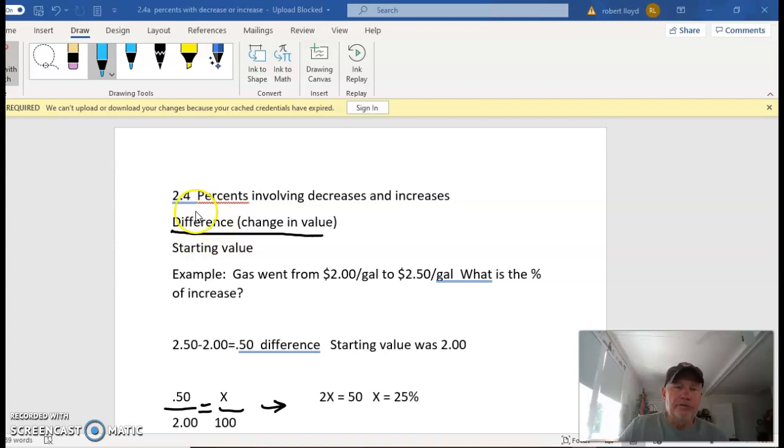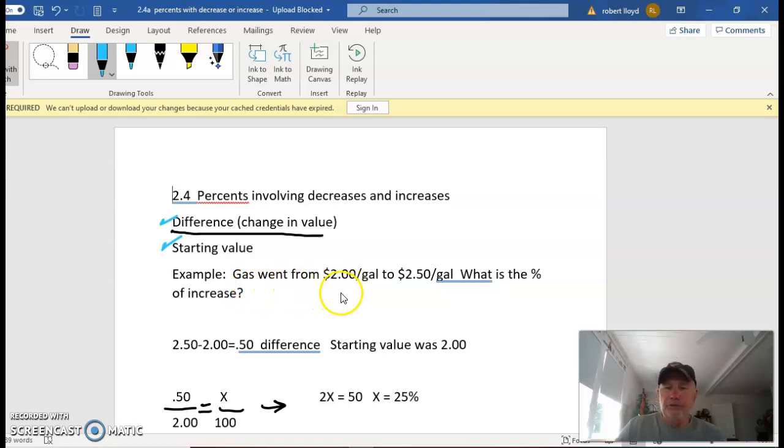Okay, this is 2.4. Technically, it's 2.4a. Percents involving decreases and increases. So the easiest way to do that is to find the difference first and then divide that by the starting values. So let's take an example.